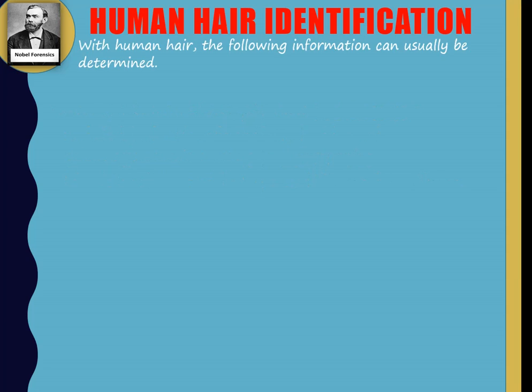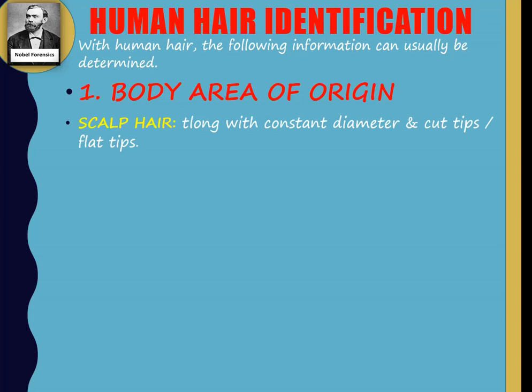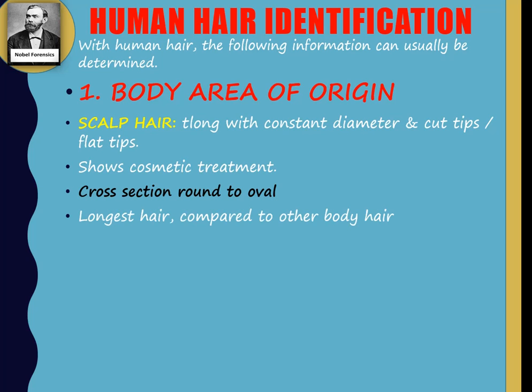Then human hair identification. If the hair was identified as human hair, what do we do next? Then we identify other features, whether it is scalp hair, pubic hair or axillary hair, meaning the body area of origin. Scalp hair is usually long with constant diameter and has cut tips or flat tips. It sometimes shows cosmetic treatment, and the scalp hair cross section is round to oval. Scalp hairs are usually the longest compared with other body hair.